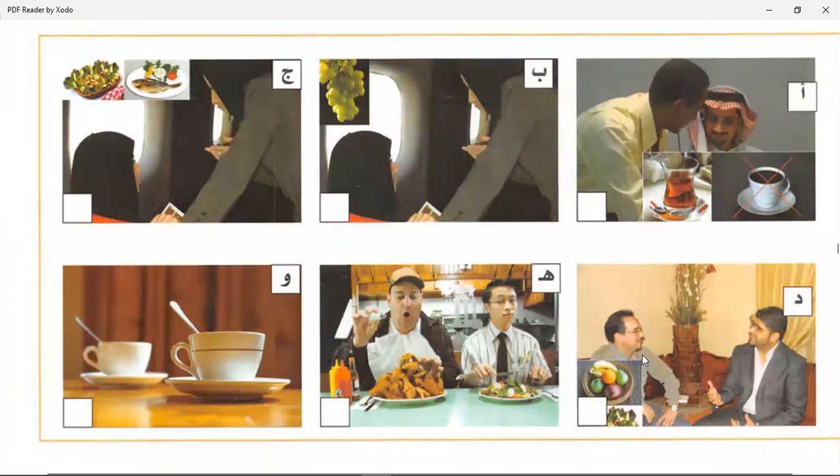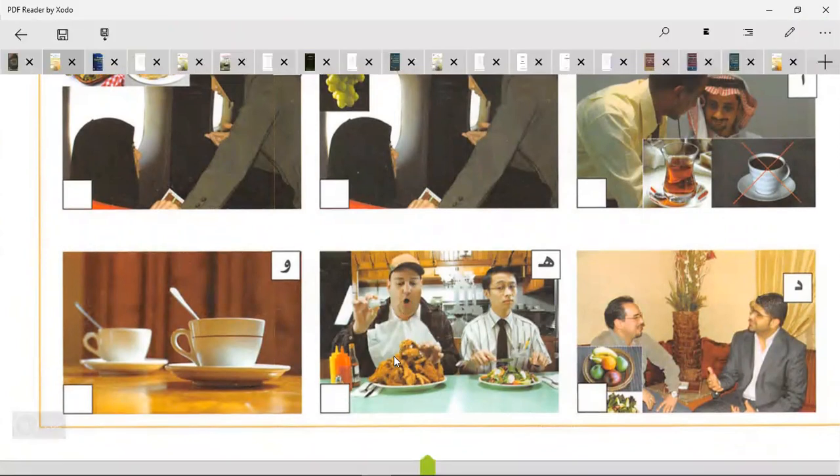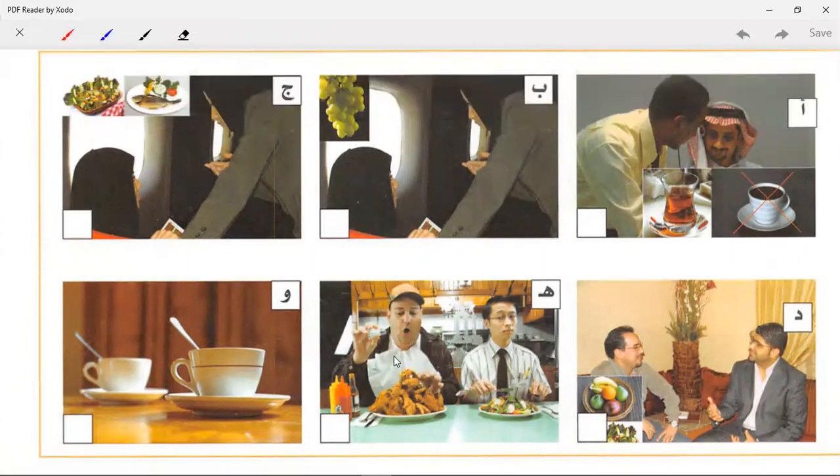The student asks, Hal anta jawan? Are you hungry? And the second person replies, Naam ana jawanu jiddan. In ha we see a man is eating a lot of food and he looks very hungry the way he has opened his mouth. So I will say this is the picture for this dialogue. So you will write one on this one.